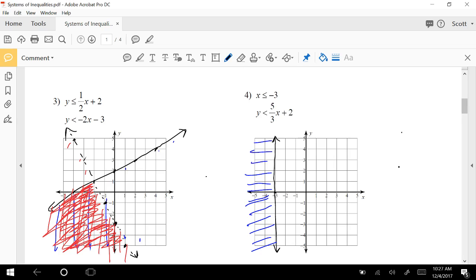Then let me draw the other one. Y is less than 5/3 x plus 2, so I'll go to plus 2. And up 5 over 3 is not going to be on the graph, so I'm going to go down 5 and left 3. That would be the other point that goes through. And I need to make that dashed.